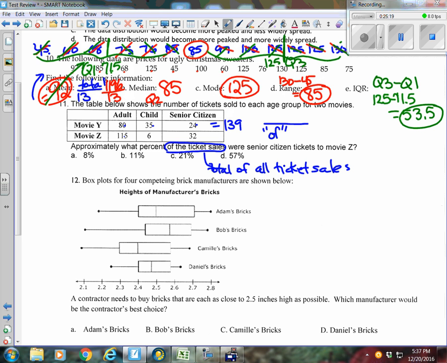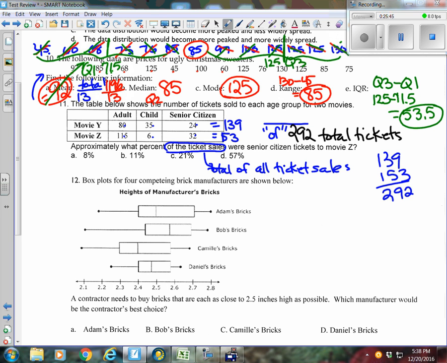For movie Z, if I add up 115 plus 6 plus 32, that adds up to be 153 total tickets. Now, if I add them up together, 139 plus 153, that adds up to be 292 total tickets. So my bottom number over here is going to be 292 total tickets.